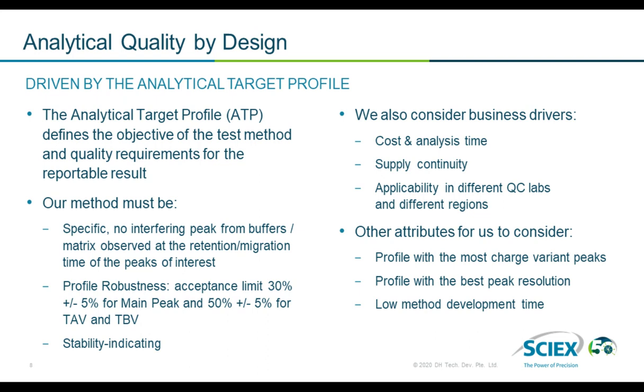But there are also other attributes we have to consider. One of them just being business drivers. What's the cost of running the method? If we're churning through a $2,000 column every couple runs, that's not a good method. What's the time required to run the method? Because I, like you, would never want to run a 90-minute method where I have to start it, wait for an hour and a half just before my standard is injected.